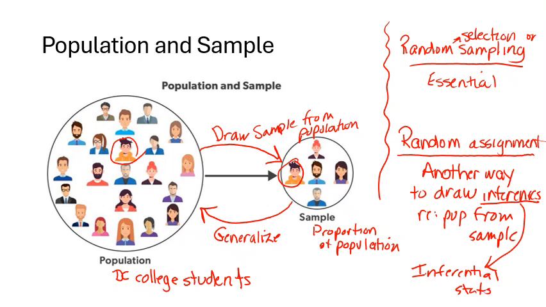Another word that we'll often see is this word generalize. And it just means that we can take this information from this sample and we can draw conclusions about the population in general, or we can infer to the population in general. So these two words have similar meanings. Okay, super important concepts there.